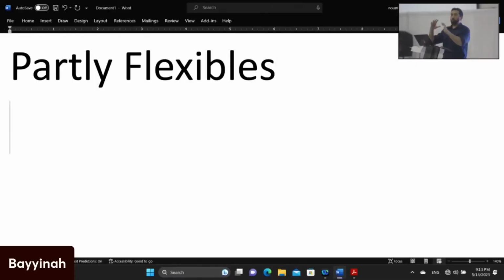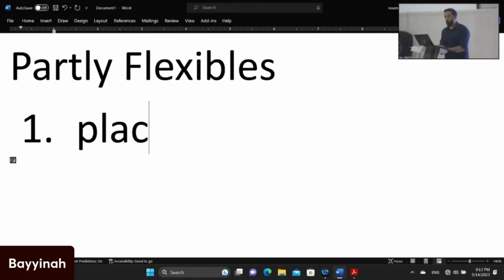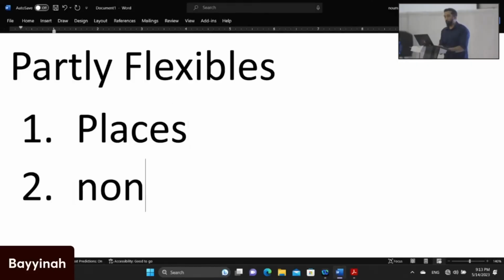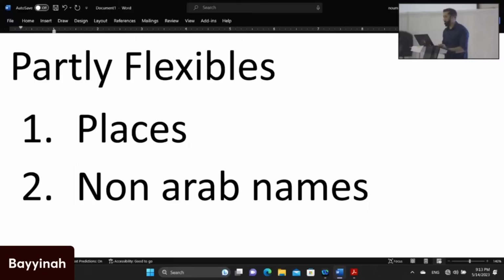Partly flexibles, just like immigration, there are lots of different visas. Partly flexibles are lots of different categories. But for the purpose of this class, I'm going to keep it super duper simple. For the purpose of this class, partly flexibles are only two categories. Number one is places, and number two is non-Arab names. There are more categories, 5 more, but I don't care right now. For you, right now, only 2 categories. Which are they? Places and non-Arab names.